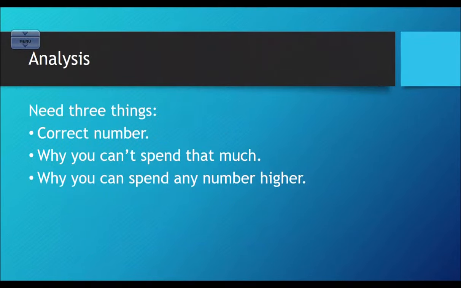In your analysis section, I think you needed 3 things. You needed to tell me the correct number, which was 31. You needed to tell me why you can't spend that much. And I think this is important because you could tell me that the answer was 30 or think that the answer was 47, but unless you convince me that you can't spend exactly that much, then your answer isn't necessarily convincing. And then you also needed to tell me why you could spend any number that was higher. Okay, so you need the correct number, why you couldn't spend that much, and why you can spend any number higher. So I just want to go through that quick.